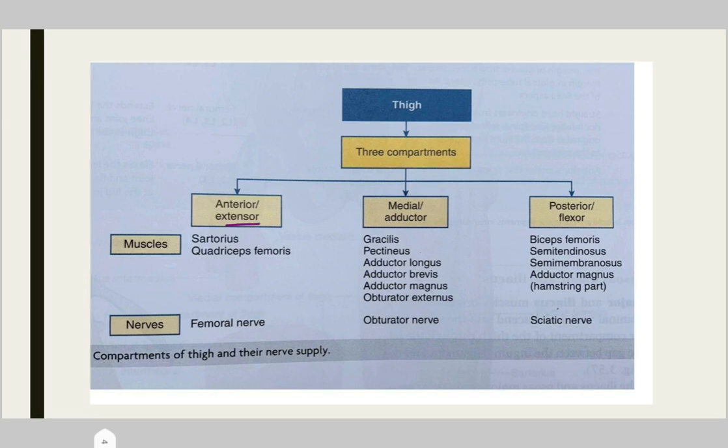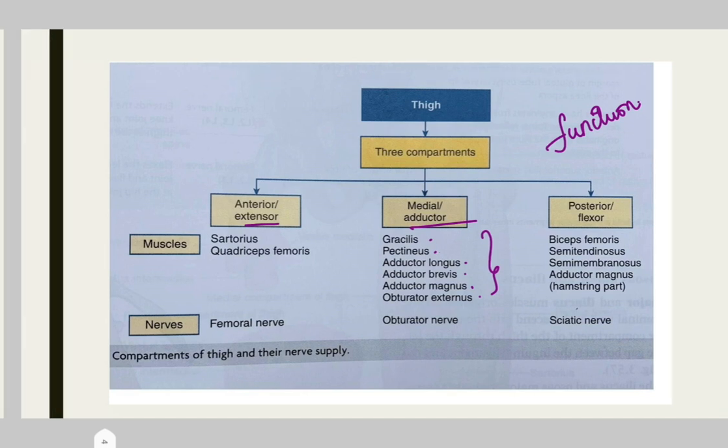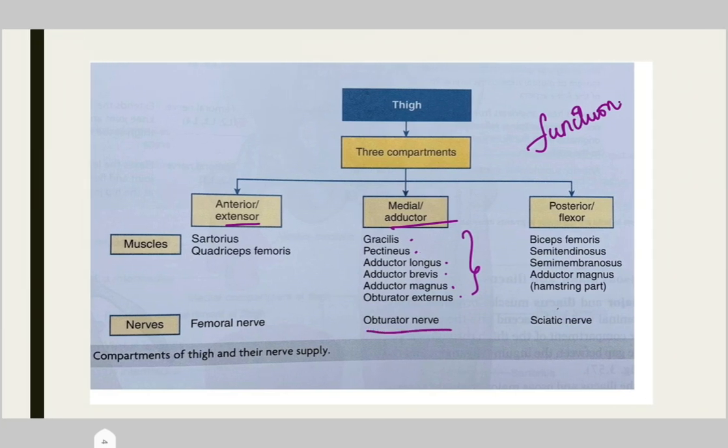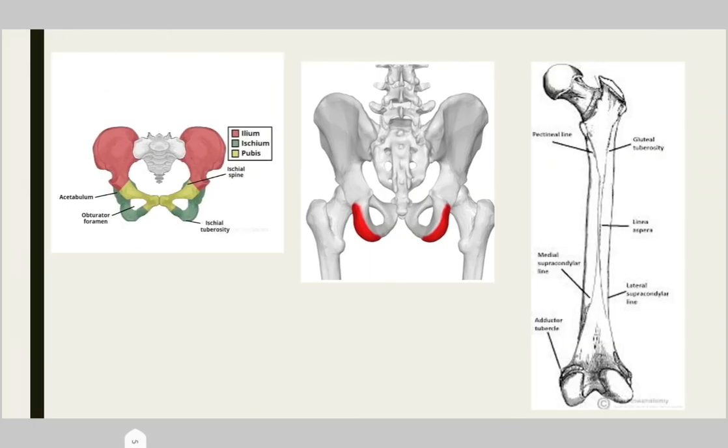Anterior is also called the extensor compartment. Medial is also called adductor and the posterior is also called flexor. These names are according to the function they do. So coming to the medial compartment, it has 6 muscles. They are gracilis, pectineus, adductor longus, adductor brevis, adductor magnus, and obturator externus. And the chief nerve of the medial compartment is the obturator nerve. We will discuss this in subsequent sections.